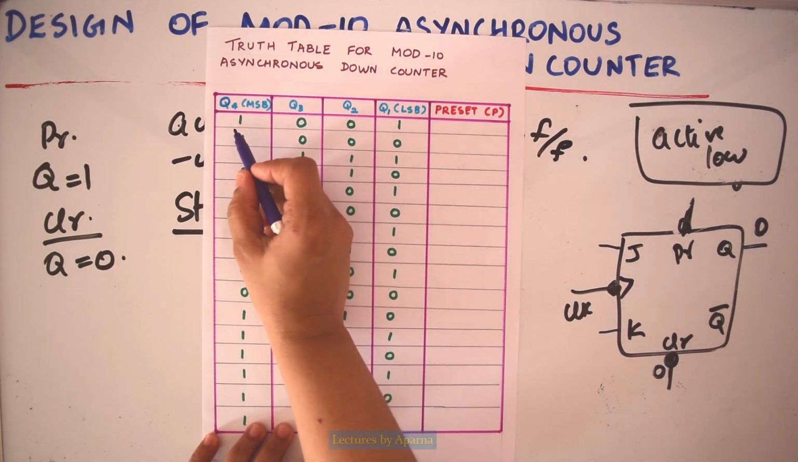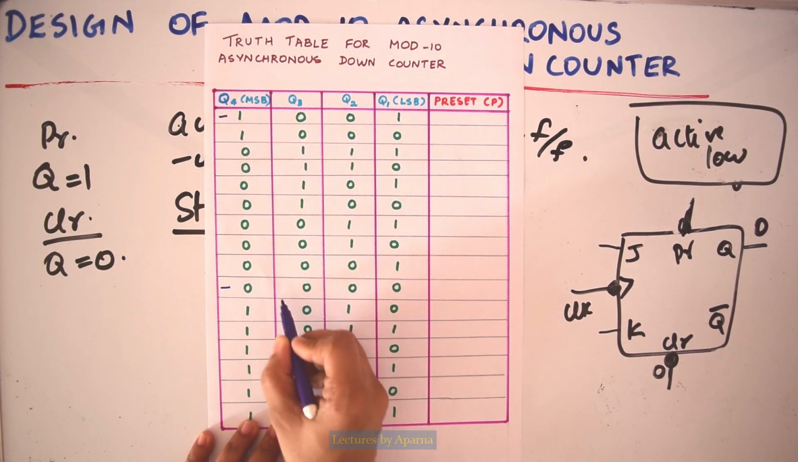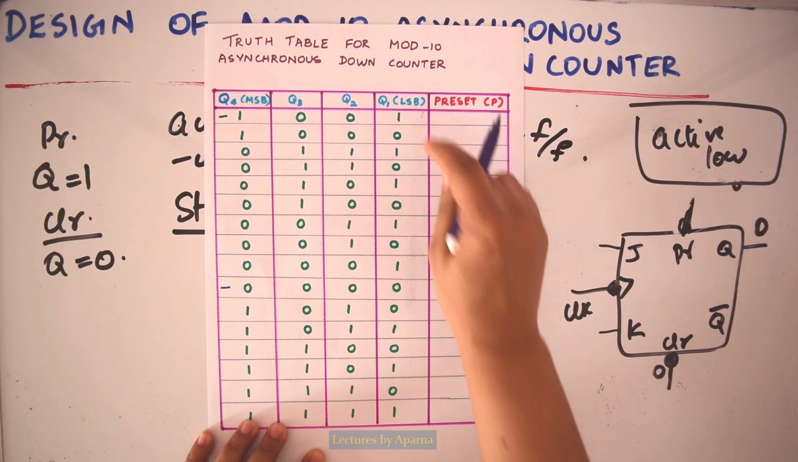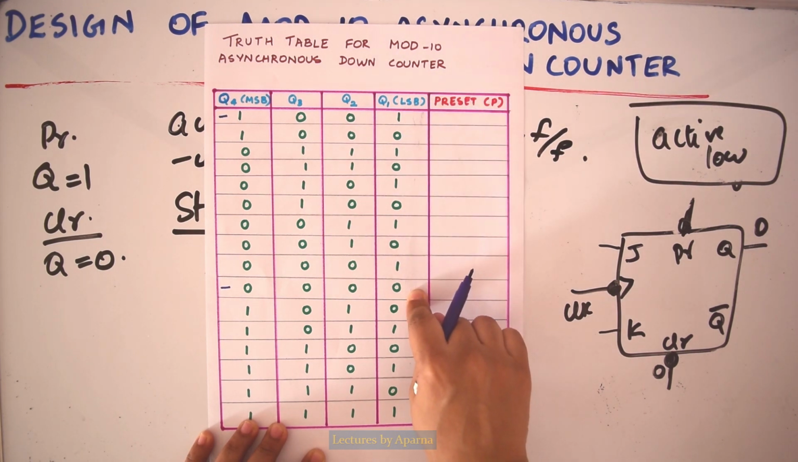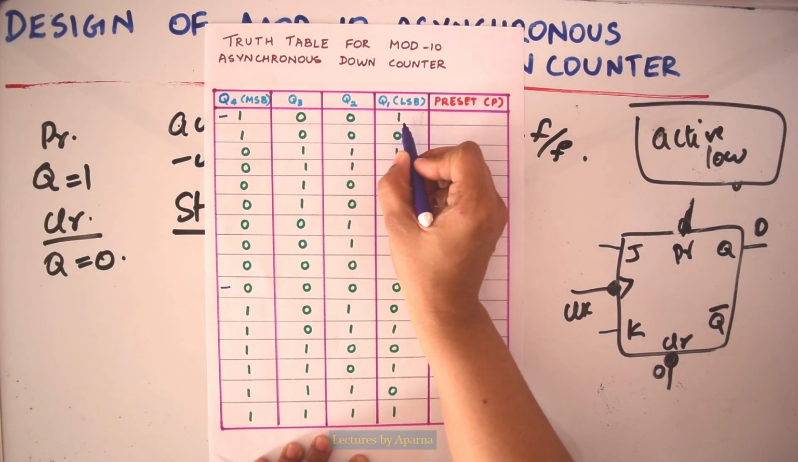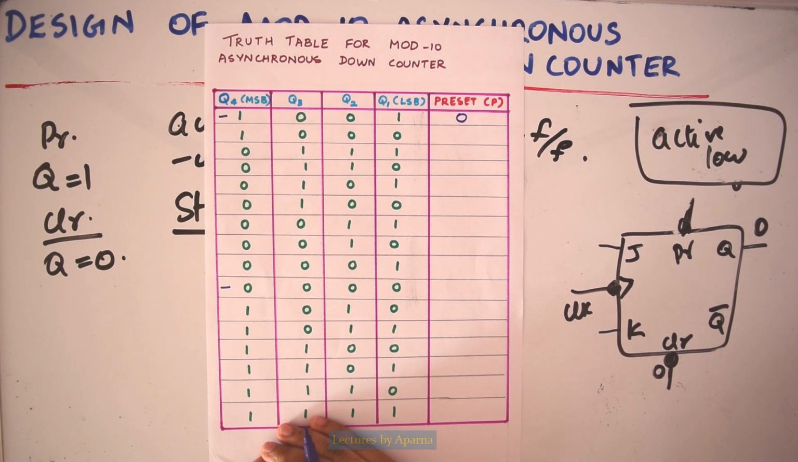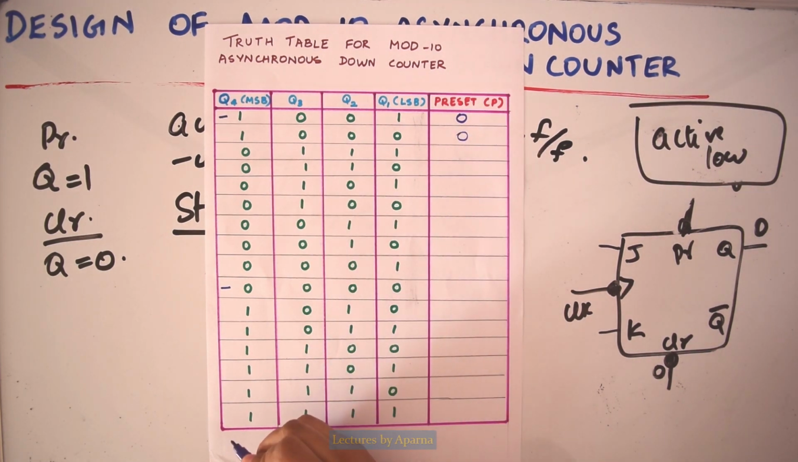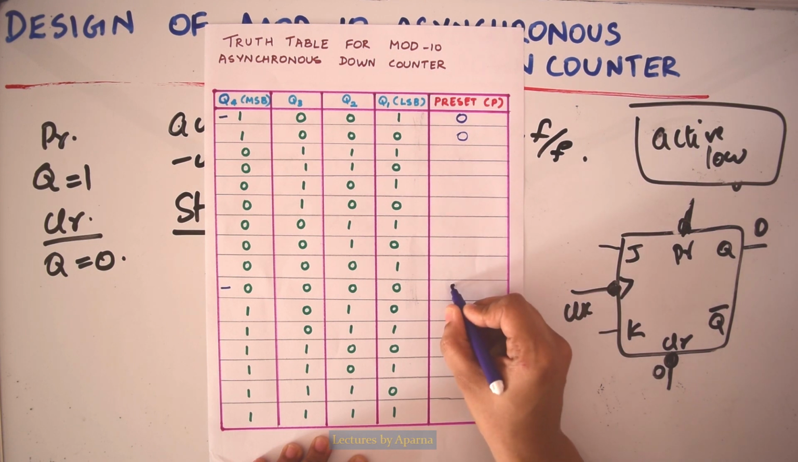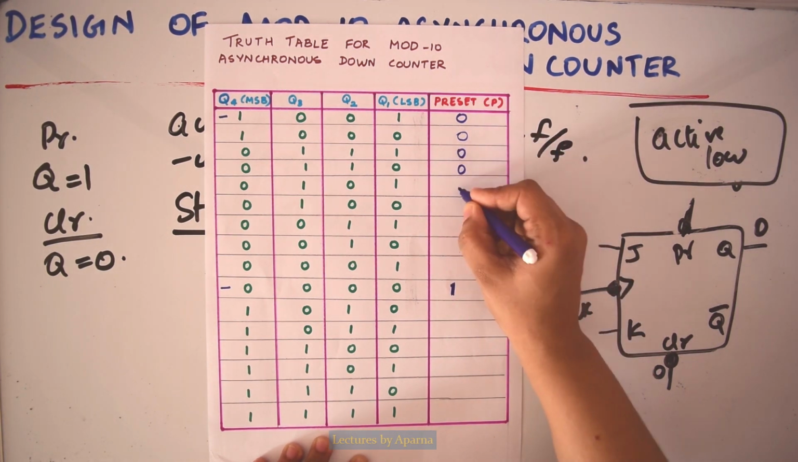So the count is starting from 1001 up to 1000. These are the counting sequence of this mode 10 asynchronous down counter. So what will happen? What is the function of the preset? When 1001 comes, the preset need not be enabled. In this case also it need not be enabled. But when the count reaches 0000, in that case the preset has to become 1. Until then the preset will be 0.